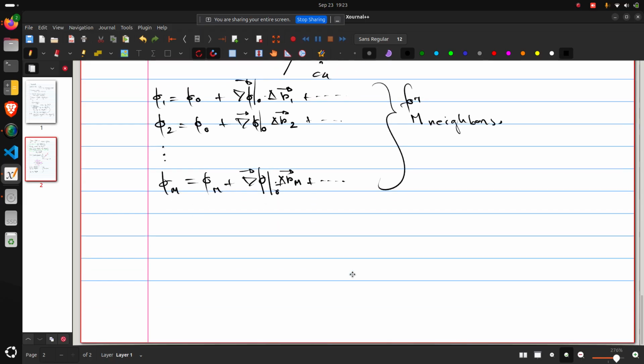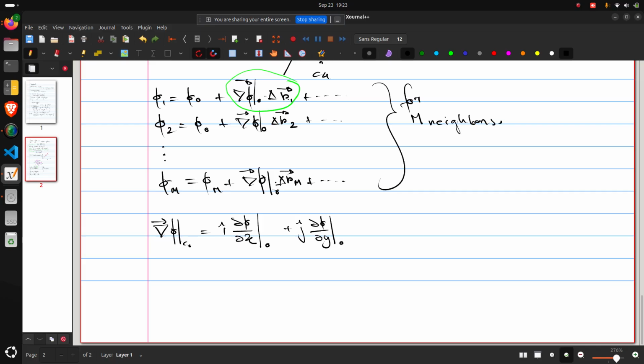Okay. So, now that we have this, let us break down this term and see what we can make out of it. What will be the gradient of phi at C naught? It will be nothing but i cap ∂phi/∂x at C naught plus j cap ∂phi/∂y at C naught, right.